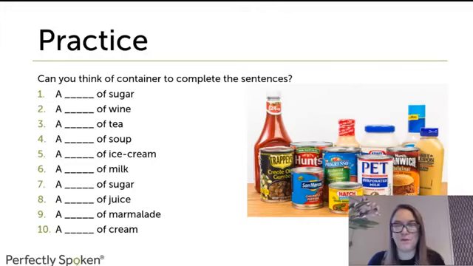Okay, our second practice activity is looking at it the other way. So this time I'm going to give you 10 nouns, and I'm asking you to think of a logical container that you might put these items in. So a of sugar, a of wine. Have a look through the list and see if you can think of 10 different containers that you might put these items in. So pause the slide now.